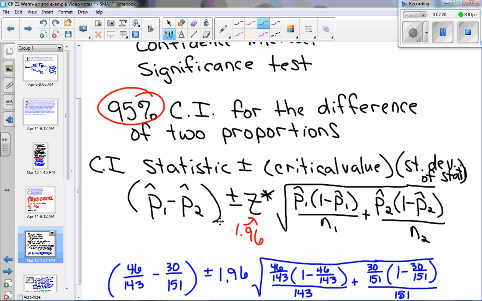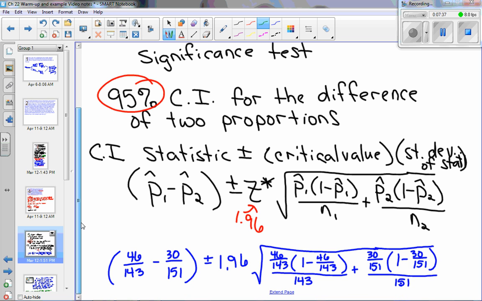Since we're doing a 95% confidence interval, my z-star value is 1.96, and this is what I use for the standard deviation of my statistic. And again, this is on your yellow sheet, so you wouldn't have to memorize it. If I substitute in the values, this is what I get. So be careful to use the actual values. Don't round them here. So 46 out of 143 would be my p hat for the first sample, and I would leave it like that, although I'm going to use my calculator to help out here.